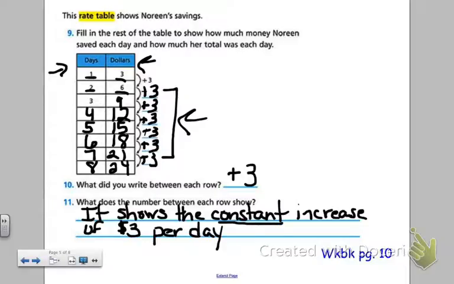Constant means it's never going to change. It's always going to stay the same. And in this case, we have a constant rate. Our constant rate is that every day Noreen is depositing $3. So it's staying the same. Every day $3 are being deposited into that duck bank.